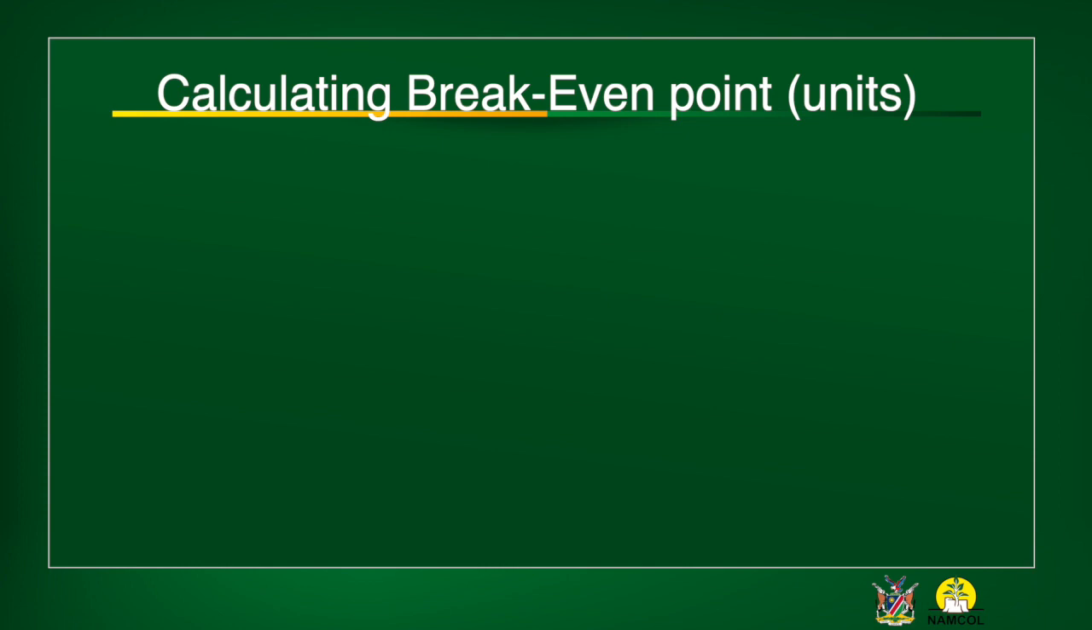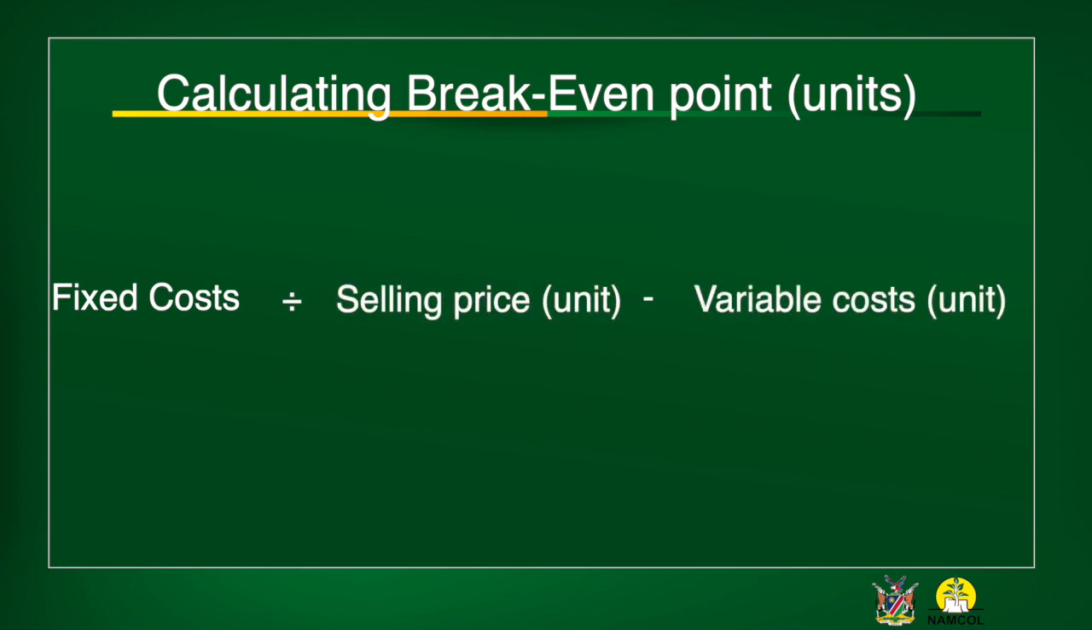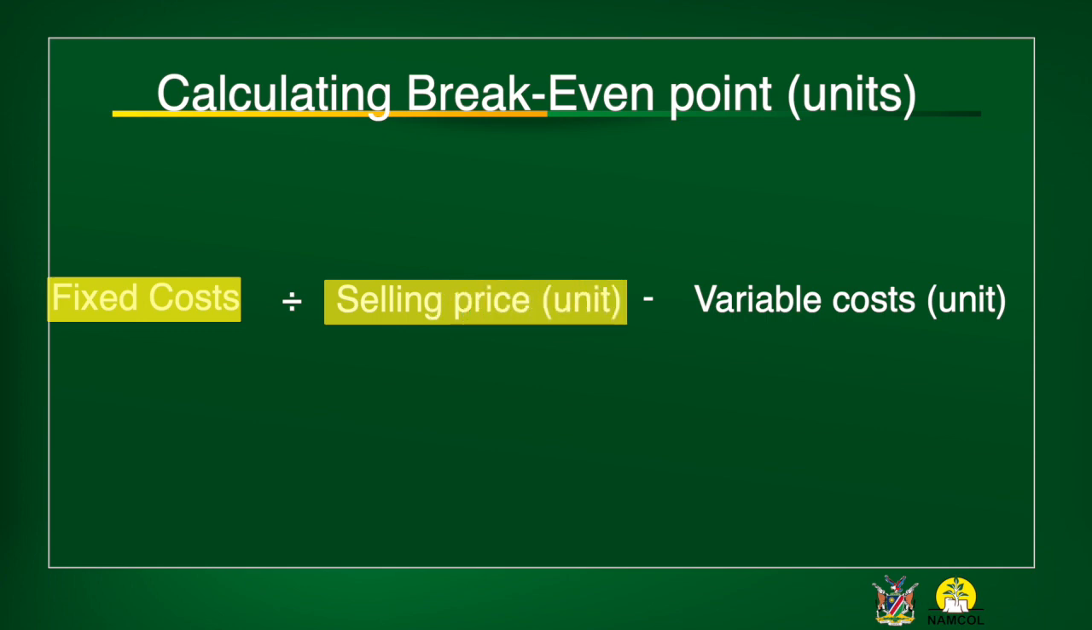The break-even point, in units of production, equals fixed cost divided by the selling price per unit minus the variable cost per unit. Again, the break-even point in units of production equals fixed cost divided by selling price per unit minus variable cost per unit. I know what you are thinking.